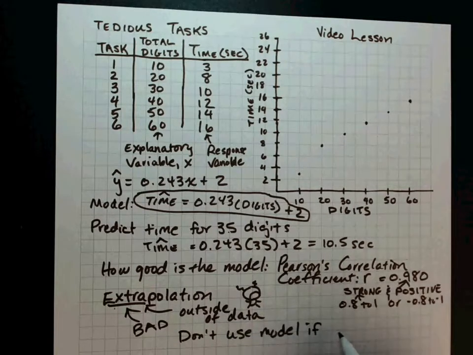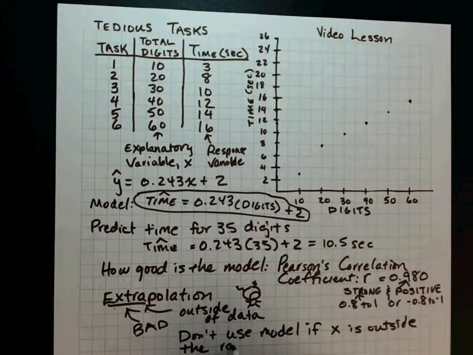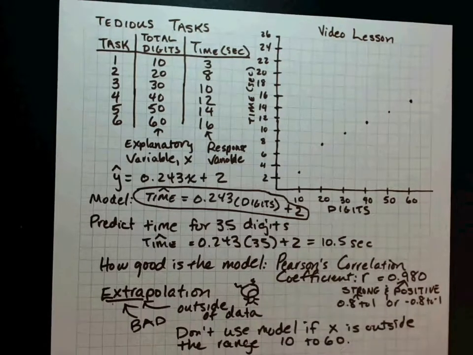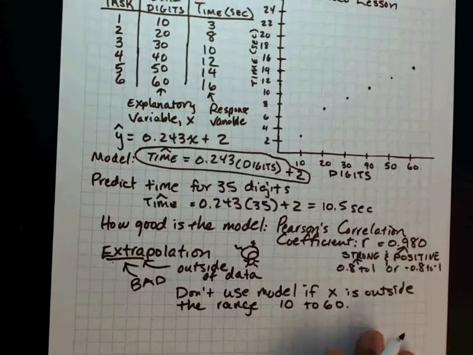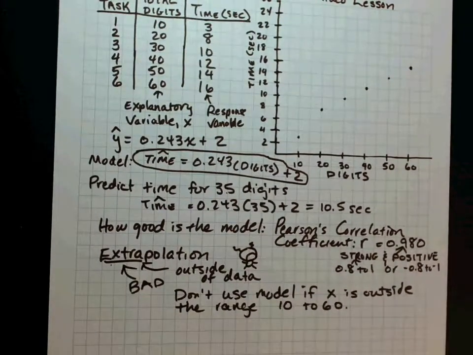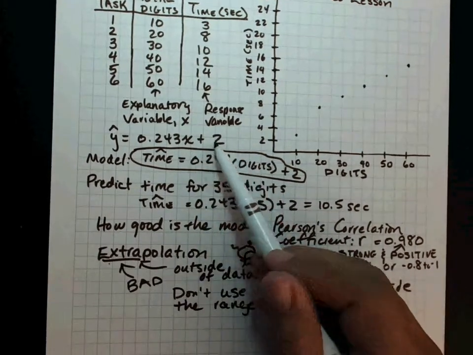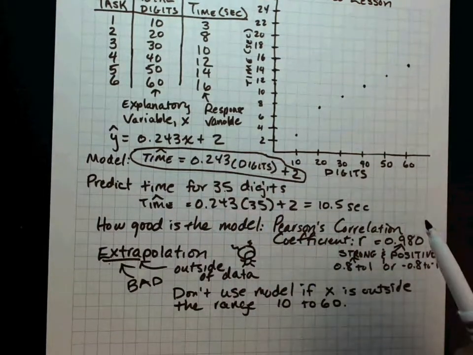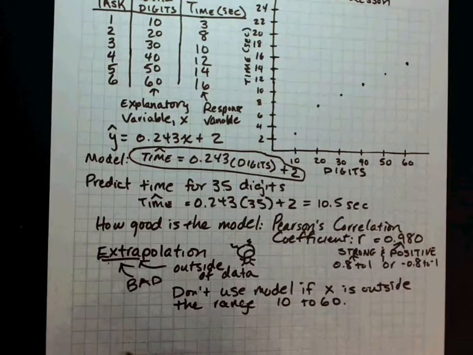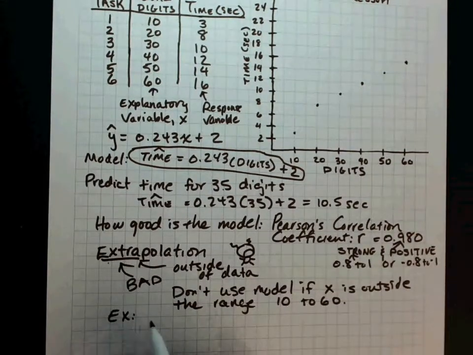If X is outside of the range, and I'm calling range loosely, from 10 to 60. All right? So I don't want to extrapolate at 0. Well, why doesn't that make sense? If I use this model for 0 digits, what does it predict? It predicts that Brandon will need 2 seconds. So here's an example of extrapolation.